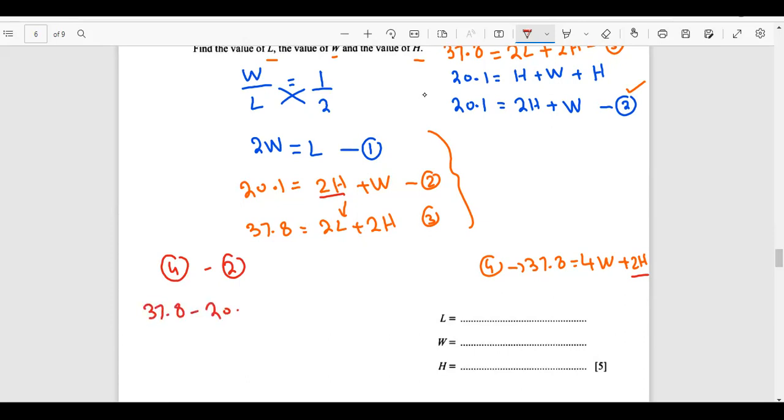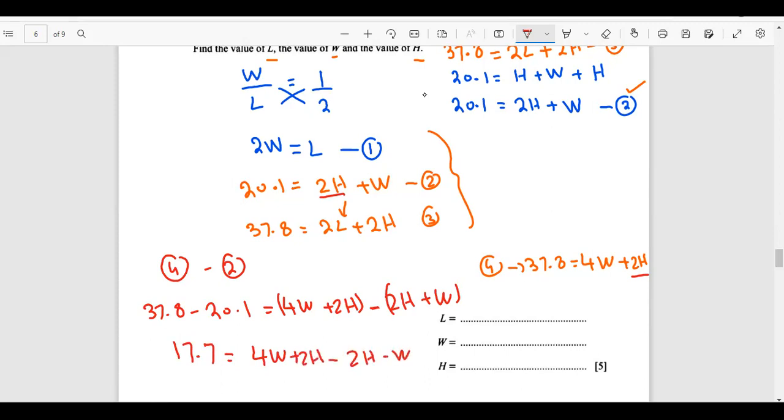37.8 minus 20.1 equals 4W plus 2H. This is the right side of equation 4 minus the right side of equation 2, that is 2H plus W. And what am I going to get? 37.8 minus 20.1 would give me 17.7 equals 4W plus 2H minus 2H minus W. This and this would be cancelled, and 17.7 equals 3W.